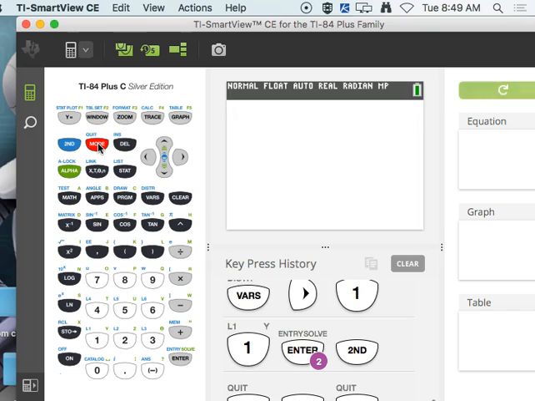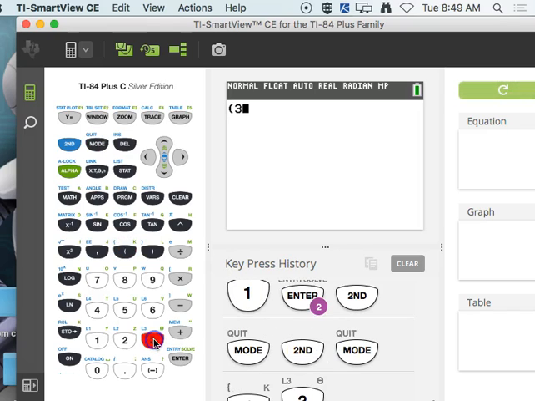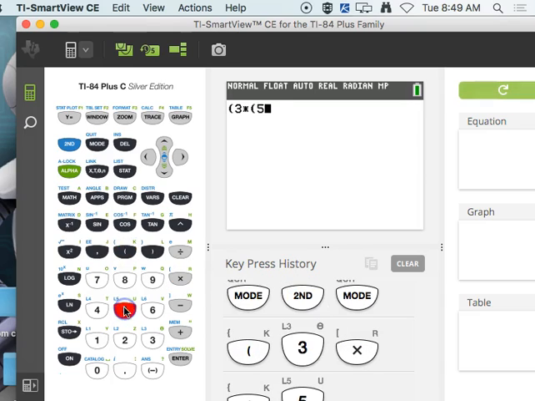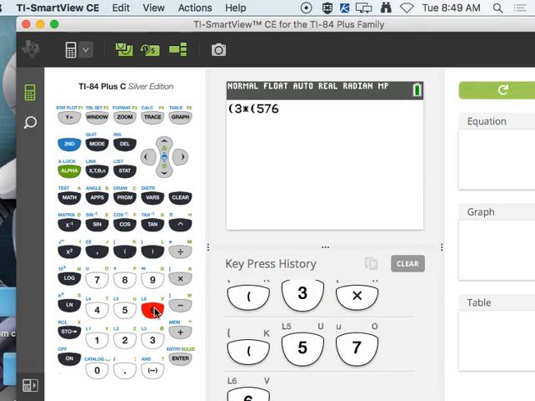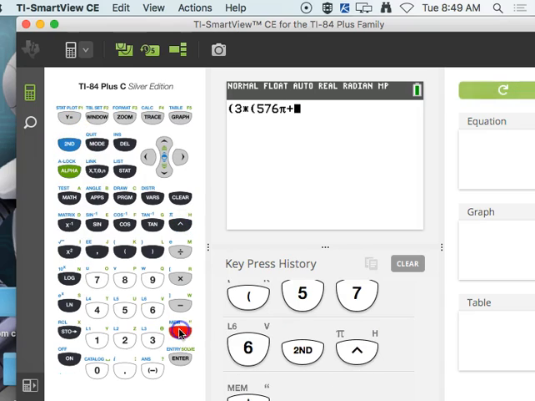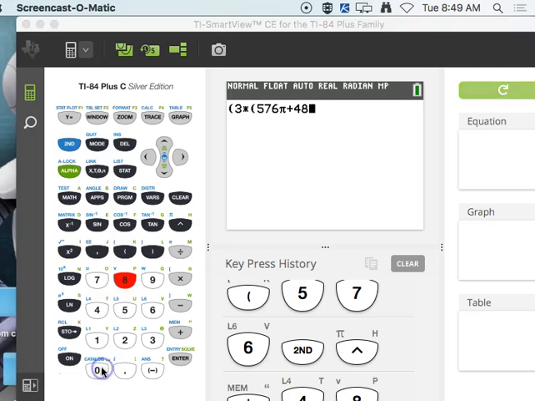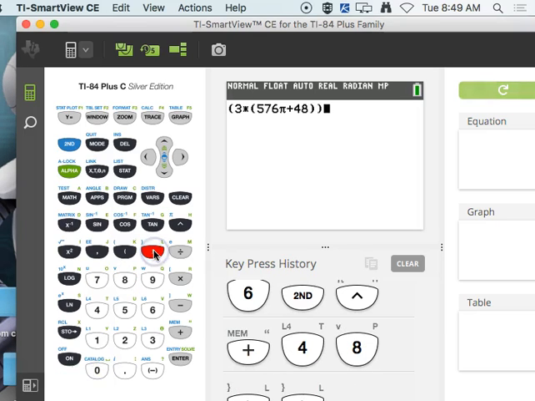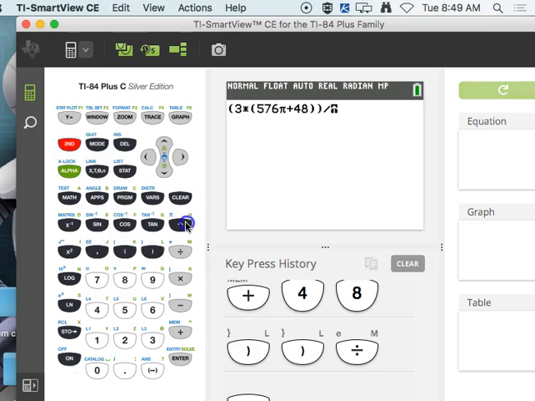So we had a 3, parentheses, 3, and we wanted that times, parentheses, 576 pi, and pi is second caret symbol, plus 480, parentheses, parentheses, so that'll take care of multiplying by the 3. We're going to divide that by pi, so divide, second caret symbol.